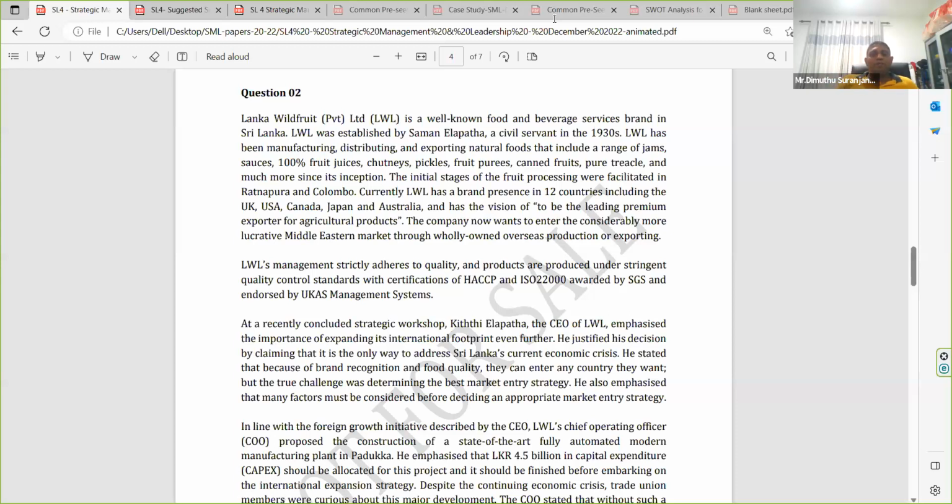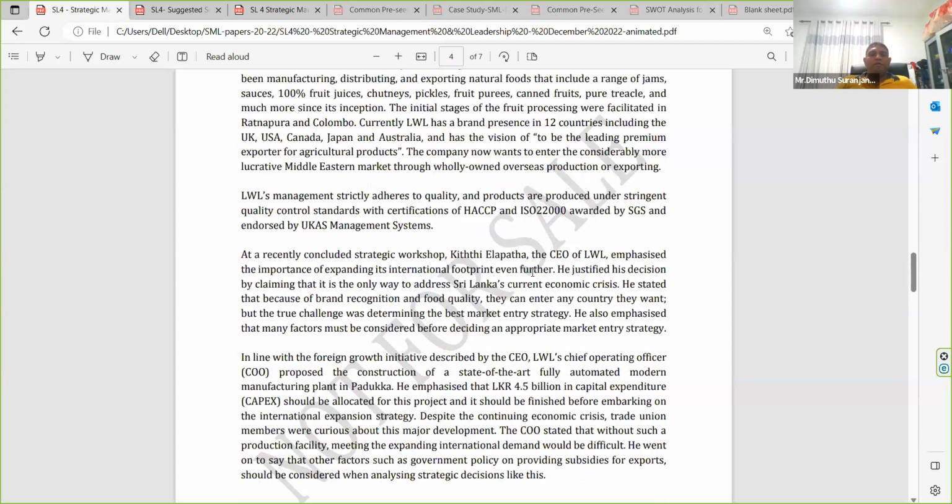At a recently concluded strategic workshop, Kirti Alapatha, the CEO of LWL, emphasized the importance of expanding its international footprint even further. So they want to focus more on the international market. He justified his decision by claiming that it is the only way to address Sri Lanka's current economic crisis.